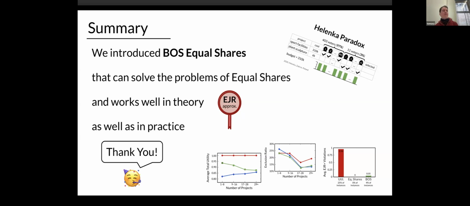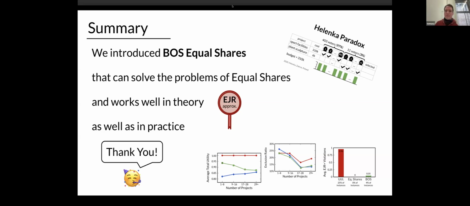And basic equal shares and basic BOSS work in similar time. But for equal shares, sometimes you have to actually do a lot more computation because of the completion methods. So in practice, BOSS can be even faster than equal shares. Oh, okay, interesting. Right, then I have a couple of questions here. So let me perhaps take on the EJR approximation question. What do you mean by EJR approximation?